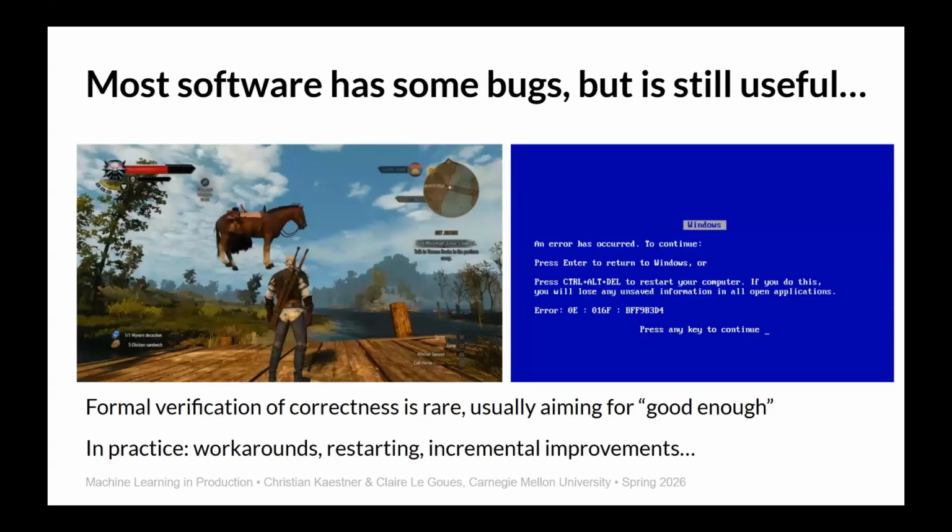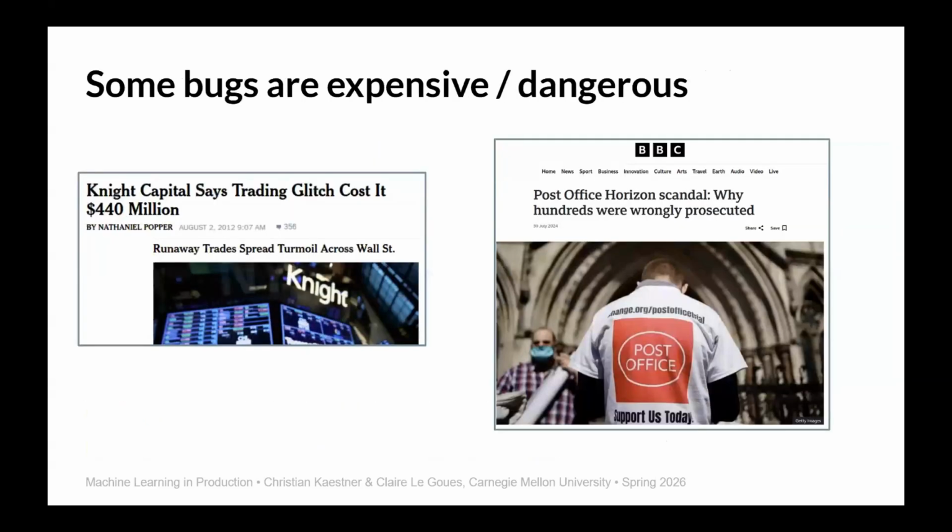So what we have here is correctness problems, but still probably useful things. Most of the time, it's what the user wants. But we also have some bugs that are really dangerous or expensive. Right? There's a bug that killed this trading company because for a few seconds, they had a bug in their deployment system and they made a lot of stupid trades, and then they lost a huge amount of money and the company folded soon after. Right? It's a bug in the software system. Have you seen the Horizon scandal in the UK?